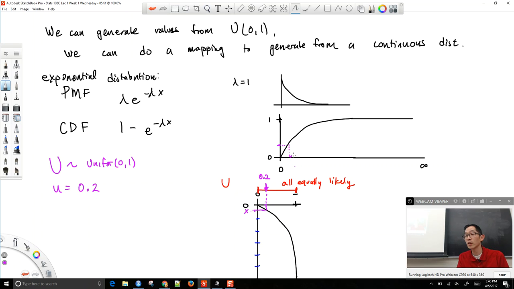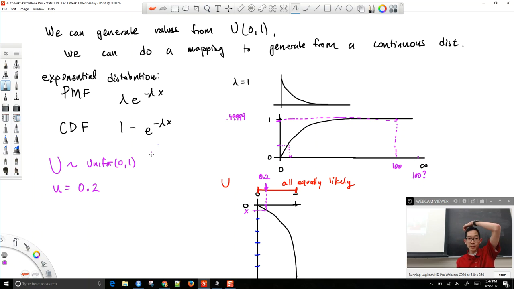Okay, so is it possible to get a value of, let's say, 100? Yes, it's possible, and what has to happen then is that the u that we get has to be something like 0.99999. Okay, and when we do that, then this gets mapped all the way out to here, and it gets mapped to, let's say, 100.